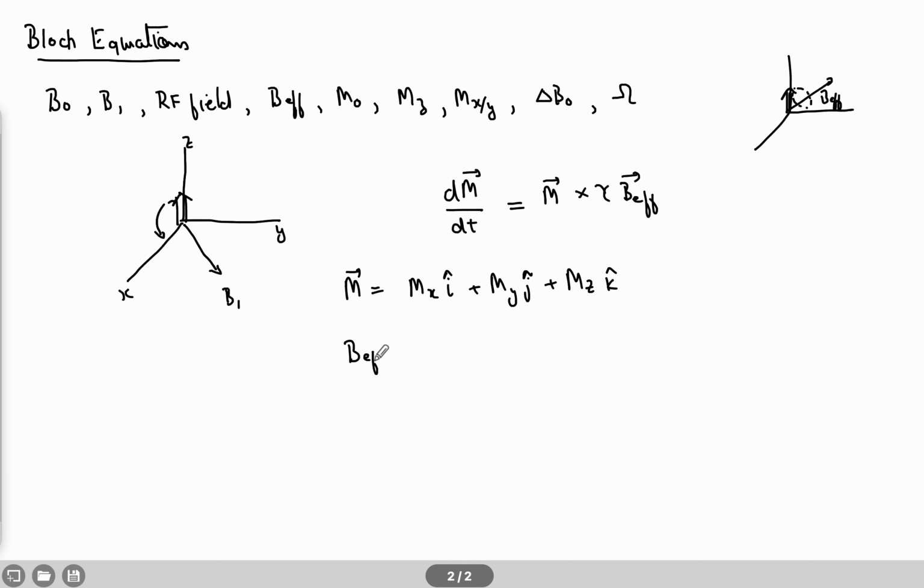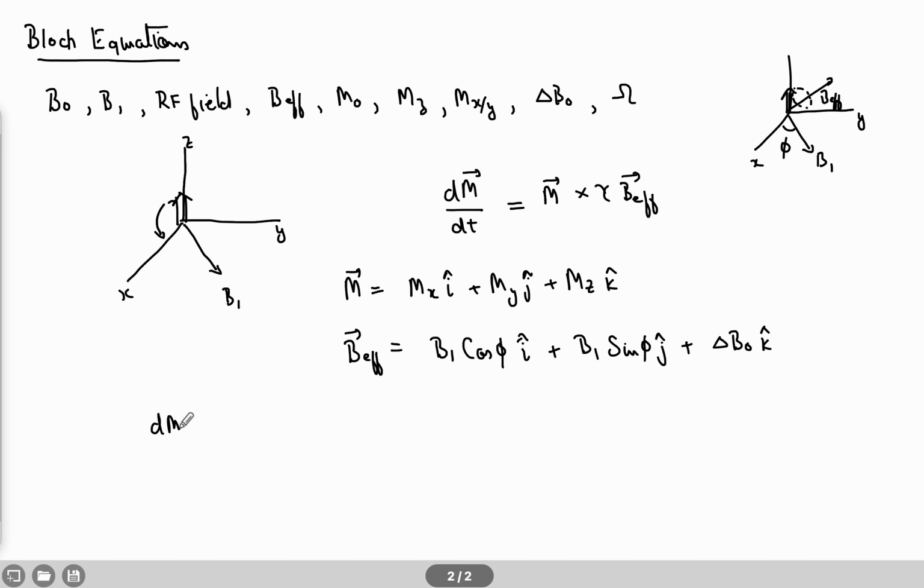Similarly, we have learned that B effective can be broken into x, y, and z components, something like this: B1 cos phi i cap, where phi is this angle. So if my B1 is this, this angle is phi, right? This is with respect to x-axis. Whatever angle is there between x and B1, this is called the phase factor. So B1 cos phi i cap plus B1 sin phi j cap, and B effective is composed of delta B naught also, considering that there is a delta omega present. That means there is some offset present. So this is delta B naught, which is along z axis, so it will be k cap.